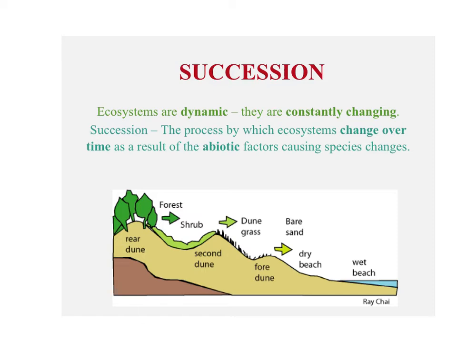Instead, succession is defined as follows: the process by which ecosystems change over time as a result of the abiotic factors causing species changes. So remember, abiotic is non-living. So we're not talking about predators and prey here. We're not talking about anything like that. We're instead looking at things like those edaphic factors, the sunlight, the water availability, the things that we looked at a few lessons ago, which seemed to go on forever, but was actually only 5 or 6 separate points.